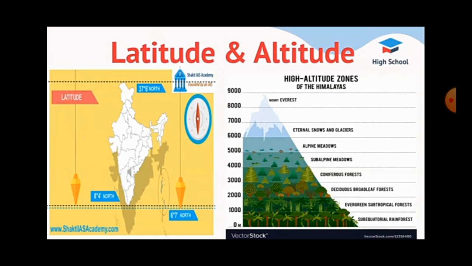India lies between 8 degree 4 minutes north and 37 degree 6 minutes north latitudes. The Tropic of Cancer divides the country into two equal halves. At the center part of the India map, the Tropic of Cancer is located. This Tropic of Cancer divides our country into two halves.